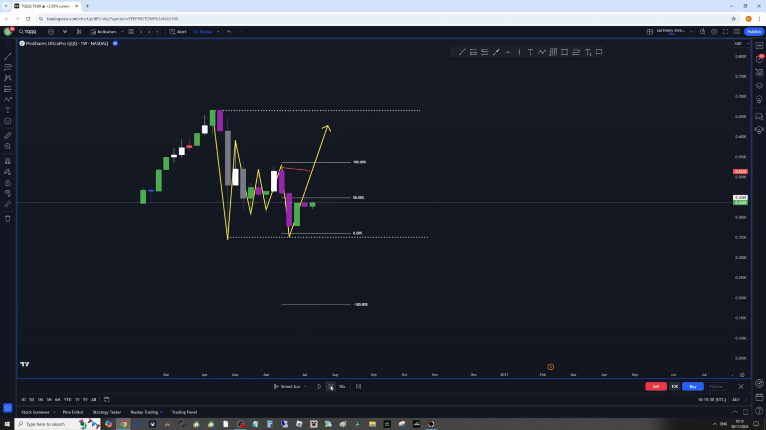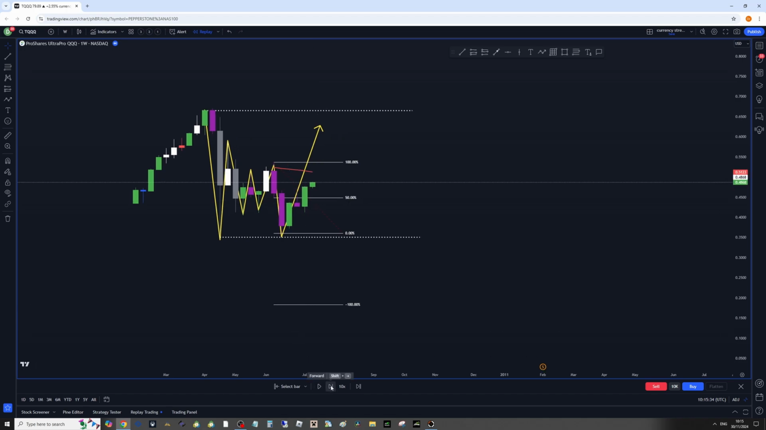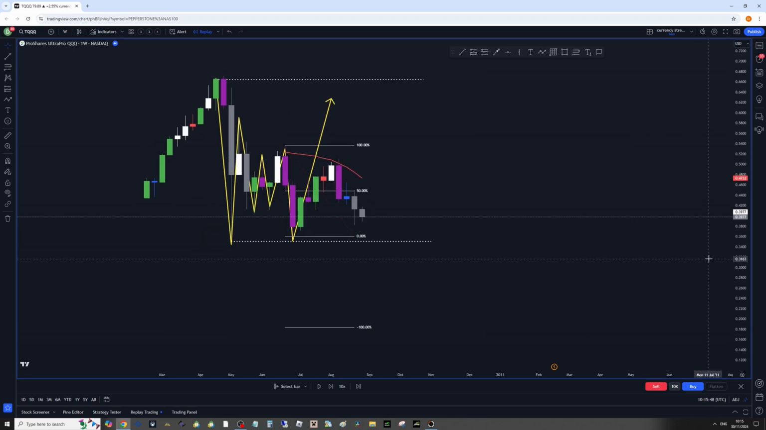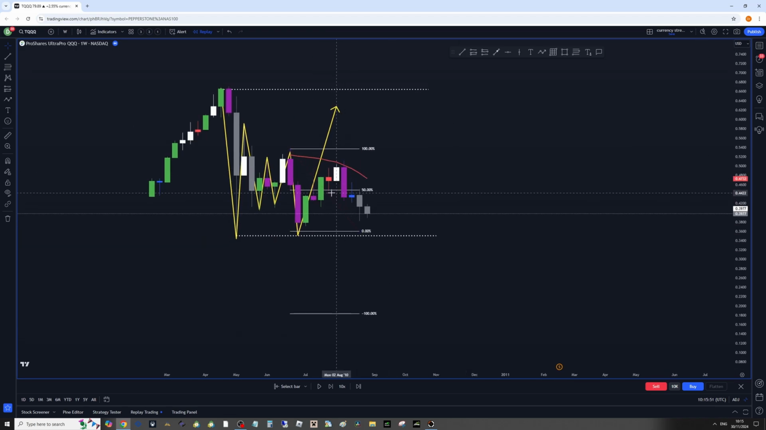So let's see what happens. So this candle here, strongly bullish. Likely we're going to test this high up here. Let's just see what happens. Okay, we sold off. Okay, that's not unexpected because we're internally bearish.